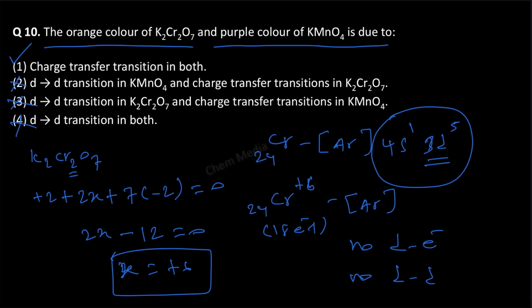Electrons are momentarily transferred from the oxygen, that is O2 minus ligands, to the empty d orbitals of the central metal ion. That's how these ionic compounds get their color, which is normally referred to as ligand to metal charge transfer. That's how these ionic compounds get their color.